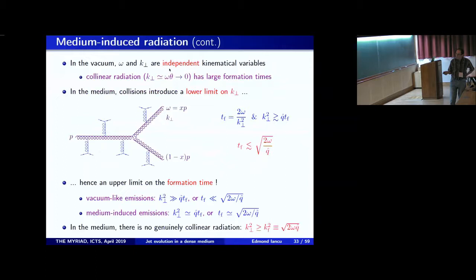kf is just a notation for the limit, a definition for the minimal transverse momentum which is acquired by a gluon of energy omega during the formation time. So that is what it will acquire anyway by medium rescattering. It can have a larger k perp. In that case it is vacuum-like. But it cannot be lower than that. And when its k perp is of that order, then we are sure that it was medium-induced, because it has suffered a lot of scatterings. And that will appear again in the spectrum here.